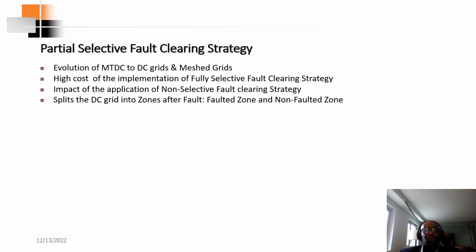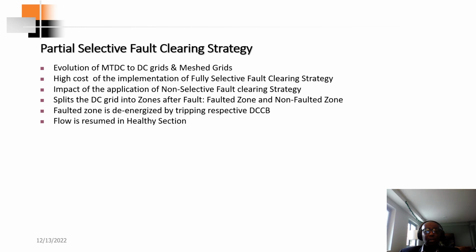So what it does is it splits the DC grid into zones after the fault. So you have a faulted zone and a non-faulted zone, and you de-energize the faulted zone by tripping the DC circuit breakers in the faulted zone, and then you allow the healthy section in the non-faulted zone to resume.